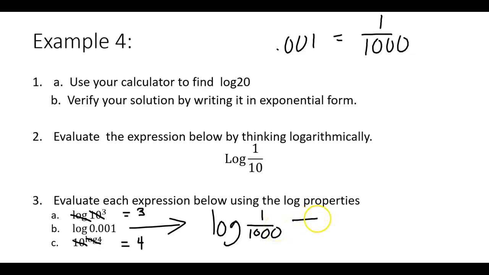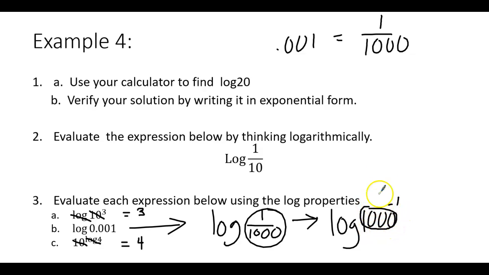The next thing I'm going to do is rewrite it because I don't like fractions there, right? So I'm going to rewrite it so that it's 1,000 to the negative 1 power. Next, I want this base to match my base. Now, what is my base again? It's 10 because we're doing natural logs. I'm sorry, common logs. So I need this to be a 10.